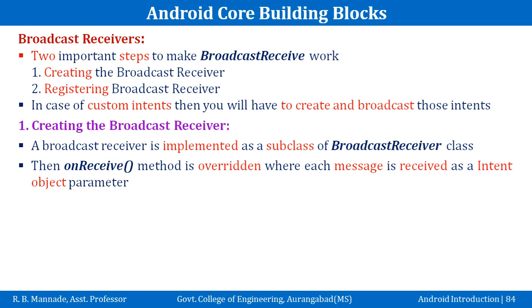Required behavior in the sense of how our application should react whenever that particular event happens. That code should be written inside the body of this onReceive method. And generally this onReceive method accepts a parameter whose type is the intent object. Okay. So the onReceive method is overridden where each message is received as an intent object parameter. Right. So whenever that particular event is fired, this onReceive method of the broadcast receiver will get that event as a type of intent object.